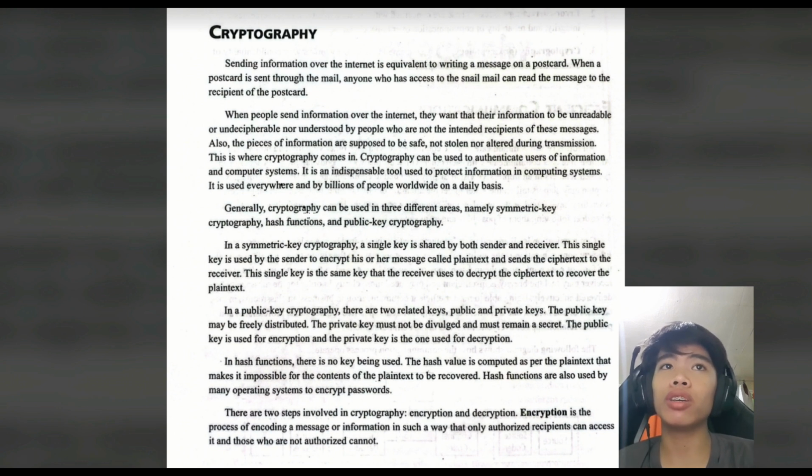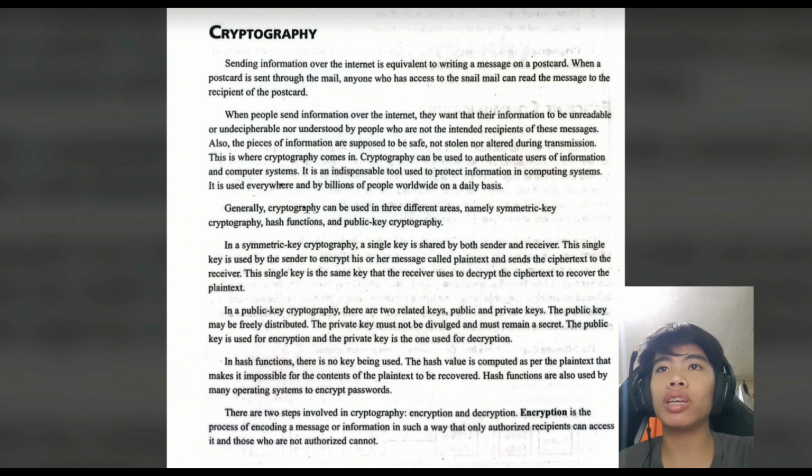Ginagamit yung cryptography so that yung target mo or yung pagbibigyan mo ng message, siya lang yung makakaintindi ng message na ibibigay mo or ipapadala mo. So, yung cryptography, ginagamit pa rin siya sa paggawa ng passwords, pati na sa mga bank cards. So yung cryptography, meron siyang tatlong areas. Ito yung symmetric key cryptography, hash functions, and public key cryptography.